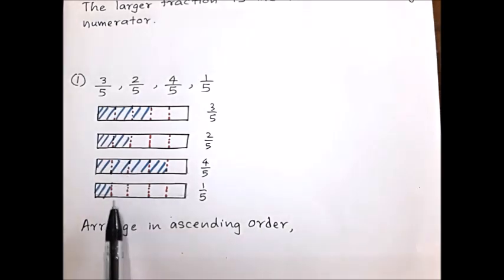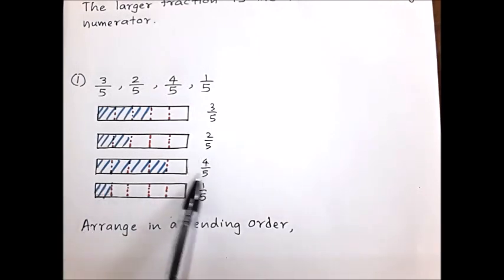Now when you are observing these 4 rectangles, which one has the largest shaded part? This one has the largest shaded part. Here, this one has the smallest shaded part. So this is the largest fraction and this one is the smallest fraction. Now I am going to write this in ascending order. When you are writing in ascending order, first write the smallest one.